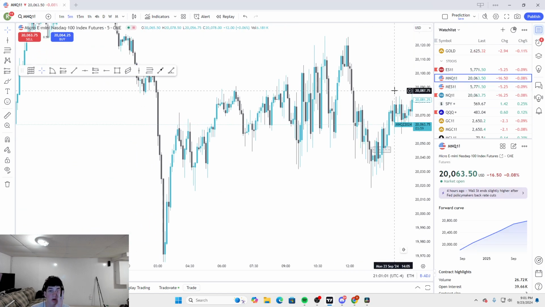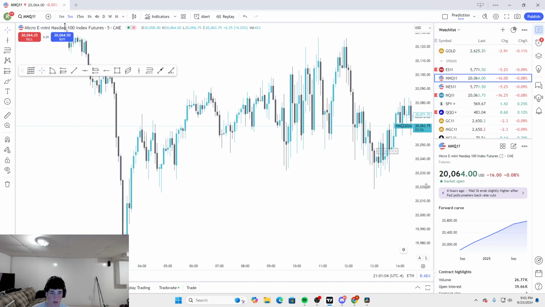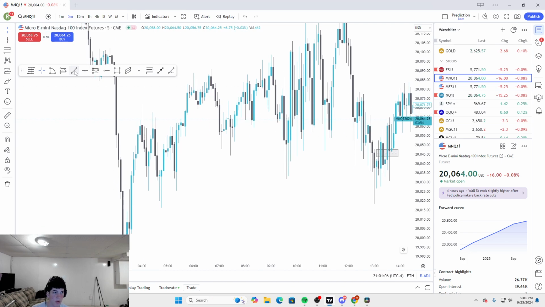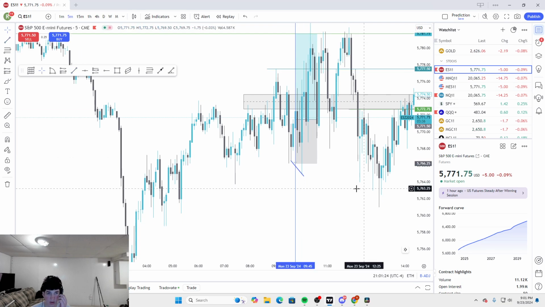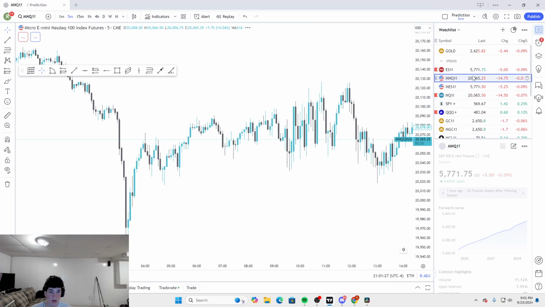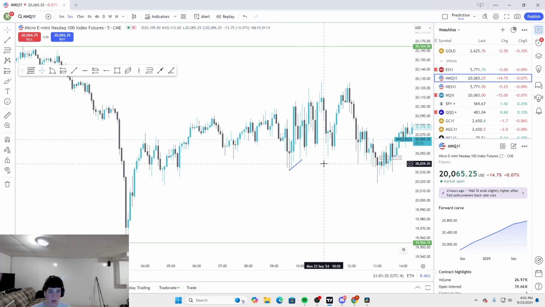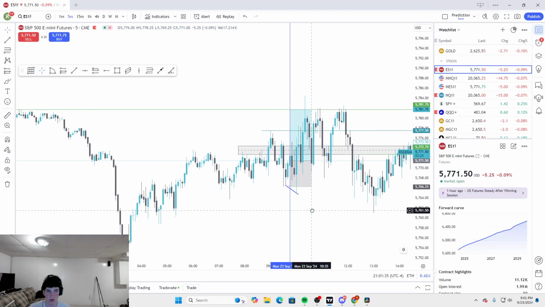And there was SMT divergence, I'm pretty sure, somewhere here. Jeez, I don't know if I'm going to be able to spot it. Let's see, low here, and then we got a low here. So I think it was this here. Yes, okay. So we also have 5 minute SMT. We got a lower low on ES, and on NQ we have a higher low. So bullish SMT on the 5 minute, which is really good to see.